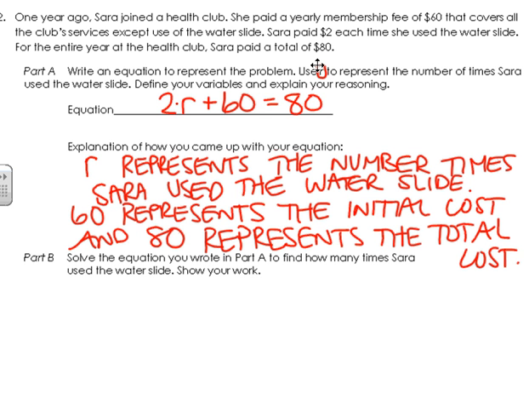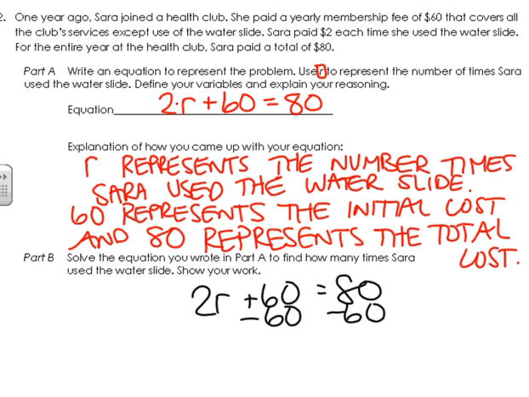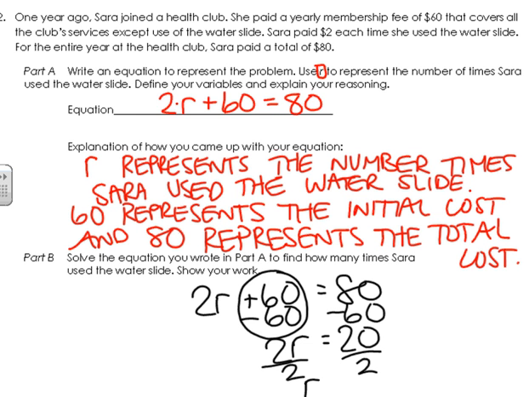All right, part B, we're going to solve this equation. So I'm going to rewrite it down below. 2r plus 60 equals 80. Two-step equations. We're going to subtract 60 first. Here's our zero pair. 2r equals 20. Divide by 2 on both sides, and we get r equals 10. Okay, final step. We have a word problem. We need a word in our answer. So r equals 10, and that's the number of times she used the water slide. So 10 times on the water slide.